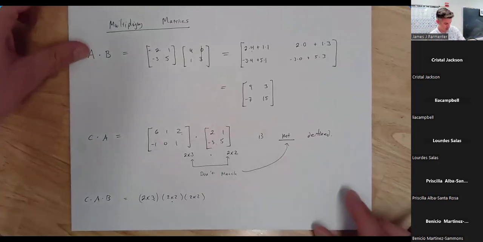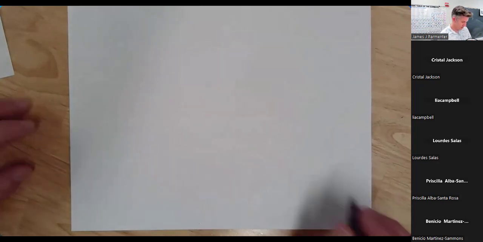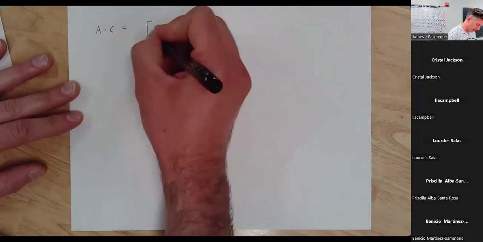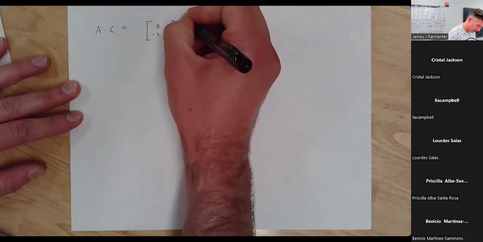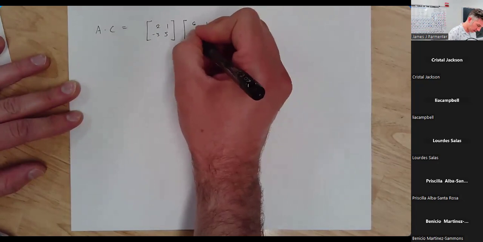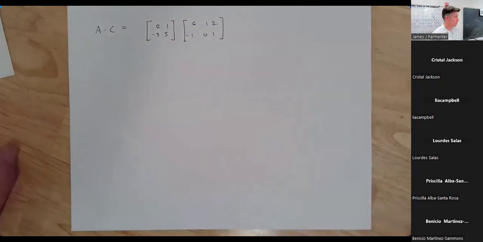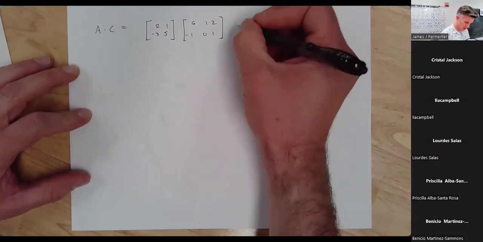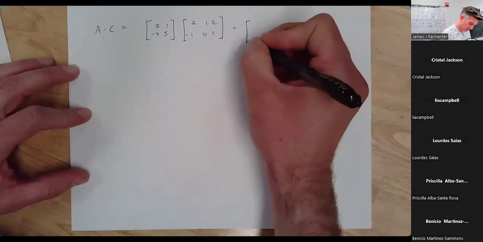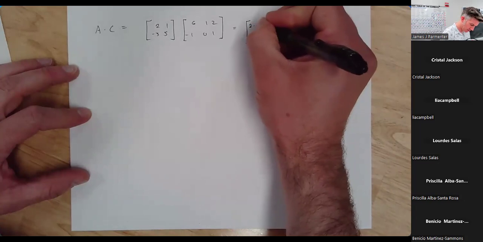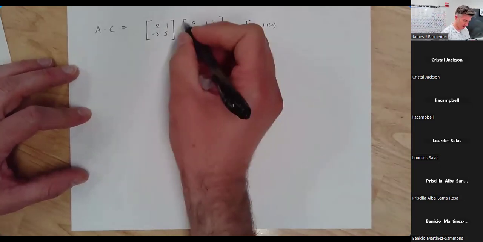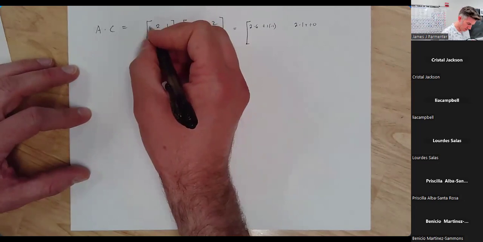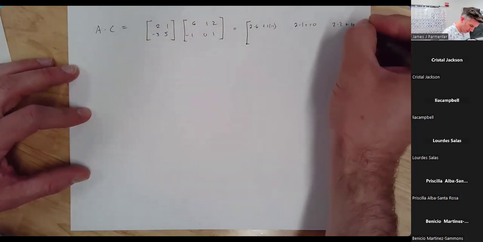So let's actually do it the other way and calculate A times C. That's going to be this 2, 1, negative 3, 5 multiplied by 6, 1, 2, negative 1, 0, 1. Same process as before. We're doing rows of the first matrix dotted with columns of the second matrix. So 2 times 6 plus 1 times negative 1. There's my first row, first column. First row, second column is 2 times 1 plus 1 times 0. First row, third column, 2 times 2 plus 1 times 1.